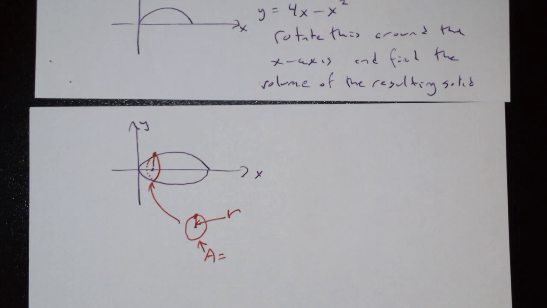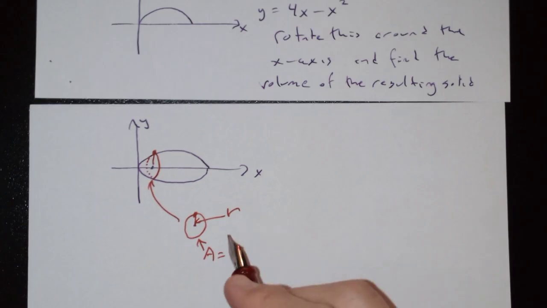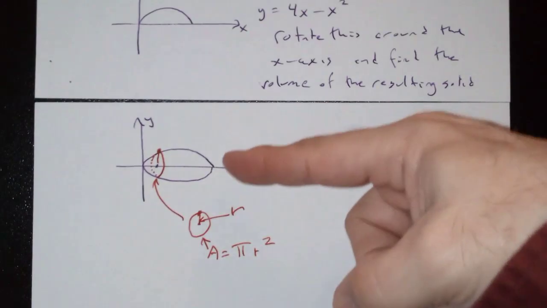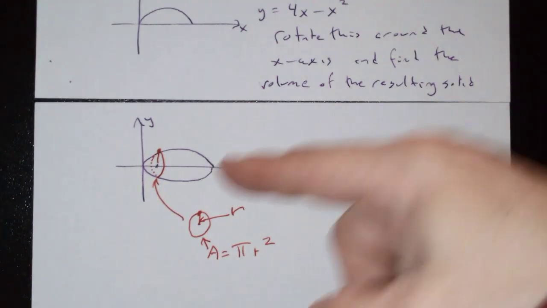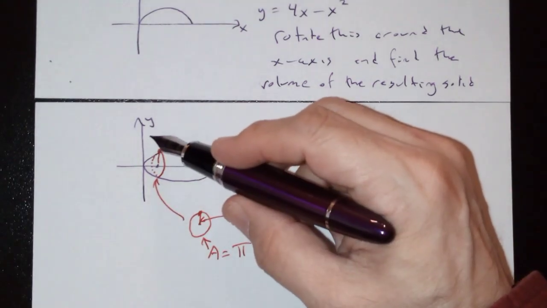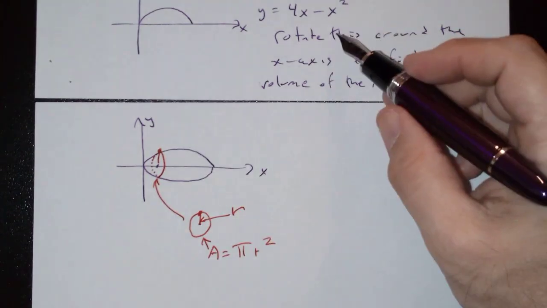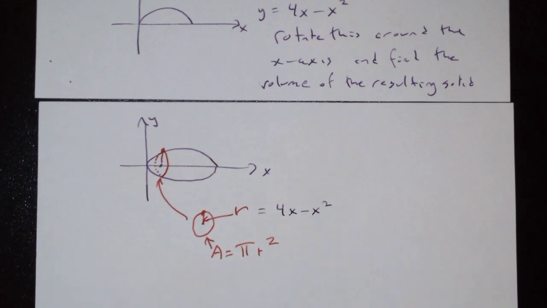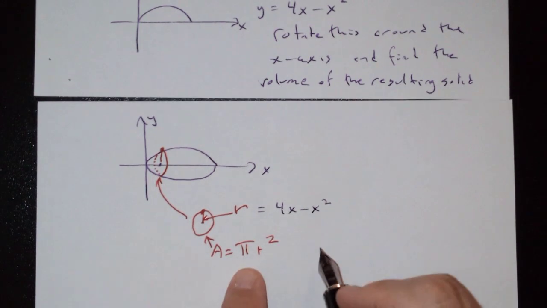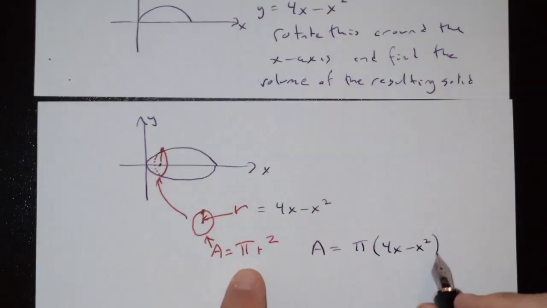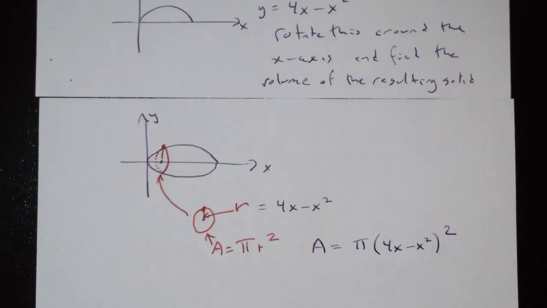Really? Come on, what's the area of a circle? Pi r squared. But that radius came from up here. And on this curve, I have an equation. This r is a y value. And I know the equation for that y value. And that means that this area can be written as a function of x.